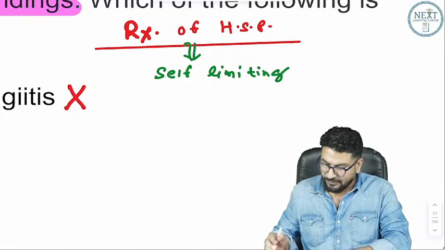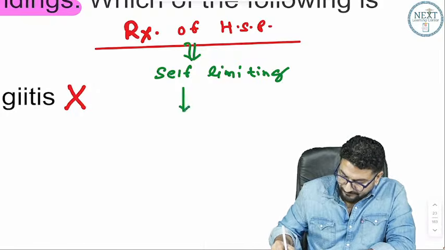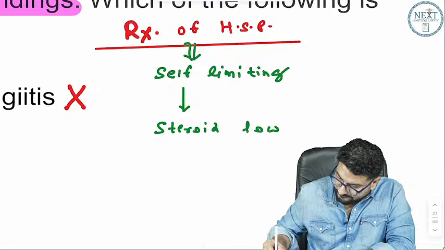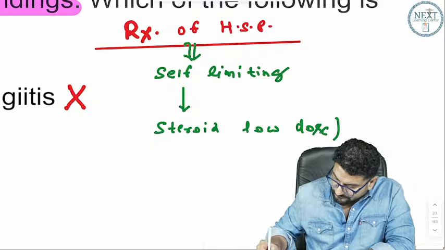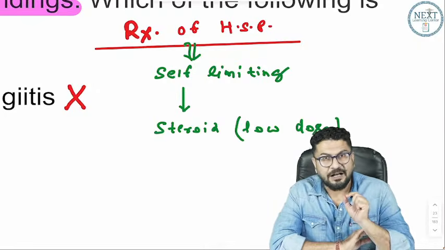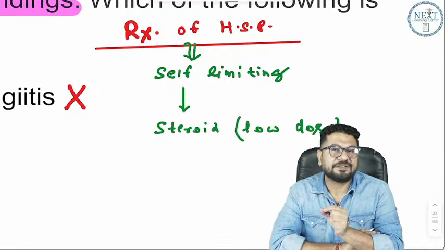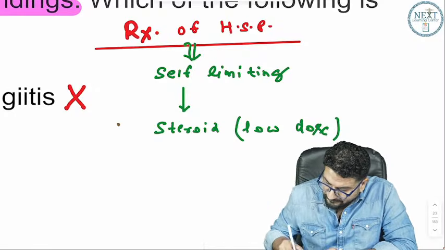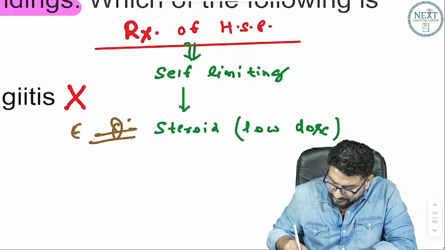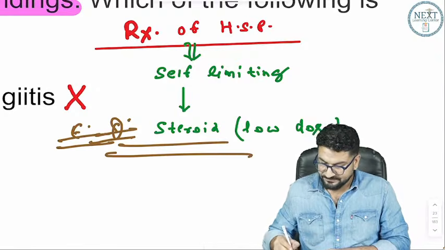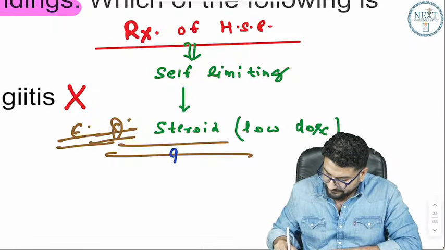But if it is not self-limiting, then what do we have to use? We have to use steroid, in low dose, that is 0.25 or 2.5 mg per kg body weight. Now try to understand this thing. What is the question which already came in INICET and is an expected question in your exam? What is the indication of steroid? When will you give steroid? So what are the indications of steroid in HSP?